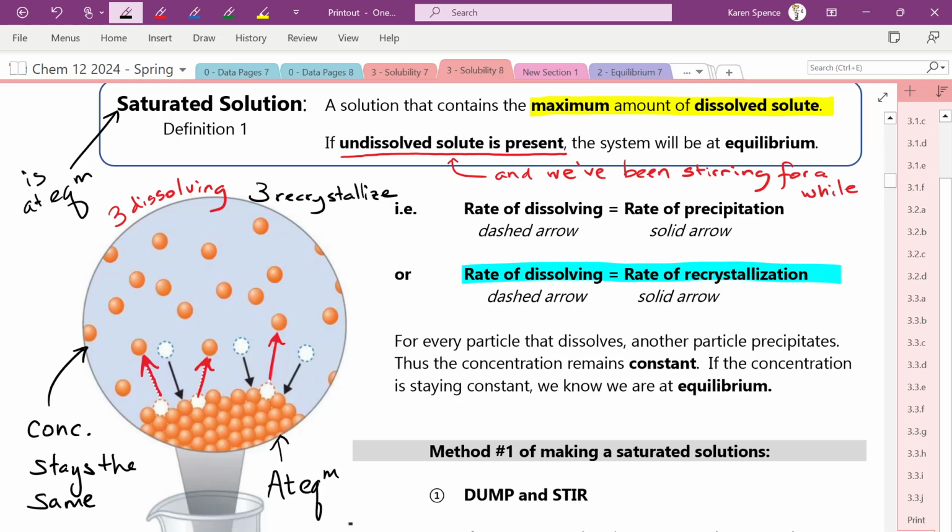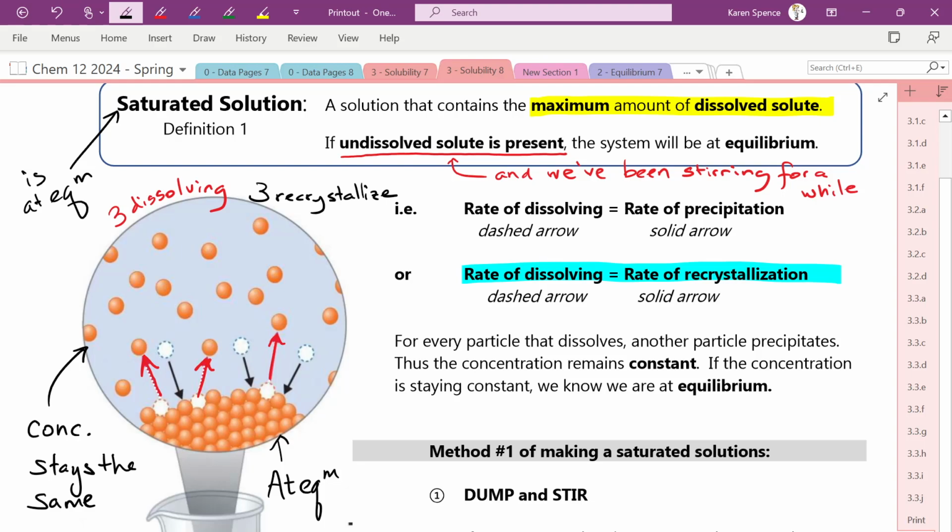Now we're going to take a look at a couple of methods of making saturated solutions. And the very first one is the easiest one. You just take some water and you dump in your solute. Here I've got some copper sulfate and my water, and I'll just dump it in and stir it around until, what? Until some of it won't dissolve.